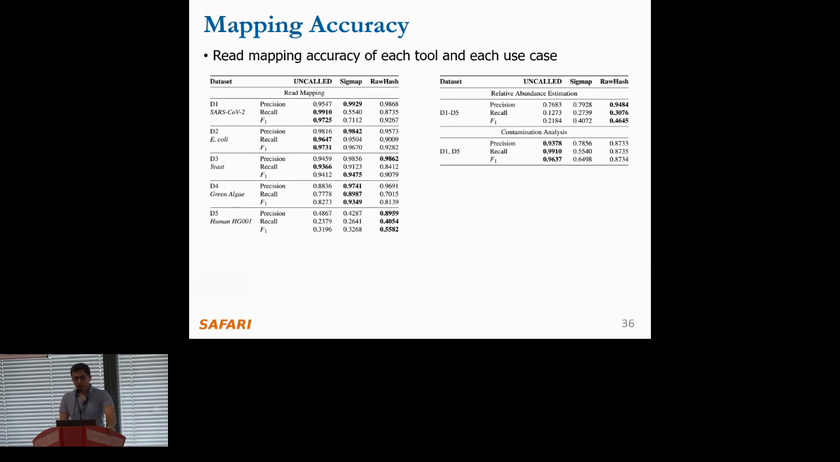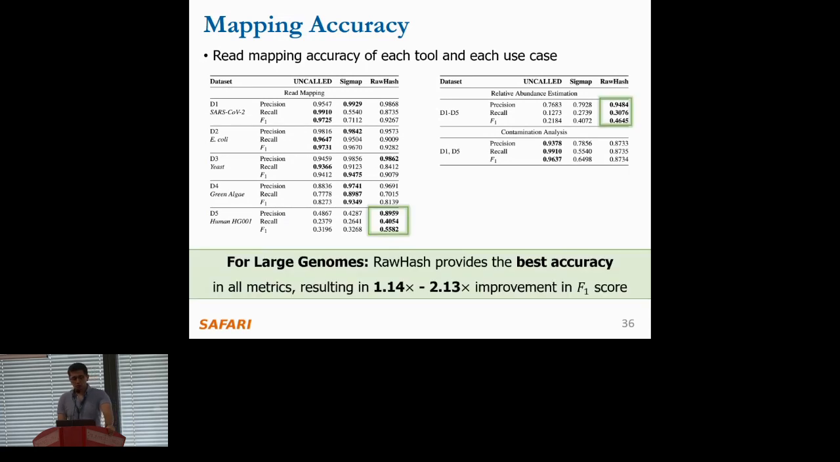We also evaluate the read mapping accuracy for each dataset separately, and the datasets combined for relative abundance estimation and contamination analysis. We find that RawHash produces the best accuracy in all metrics for large genomes, up to 2.13 times for the F1 score compared to ENCODE and SIGMAP.